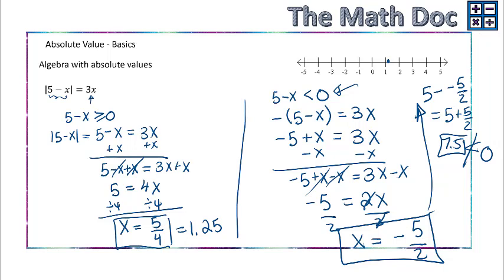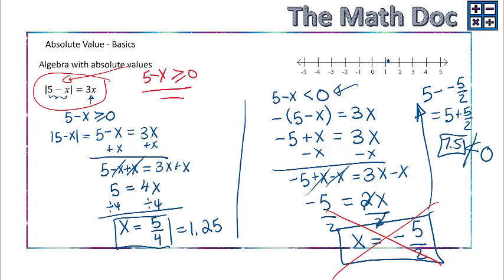That means that when we went in this route, we actually couldn't find a solution. So this equation has a solution only when what's inside the absolute value, 5 minus x, is larger or equal to 0. This option doesn't have a solution. And so we have just one solution right there at 1.25.